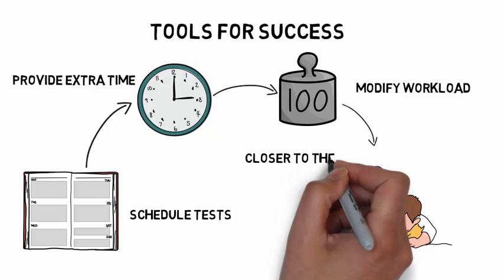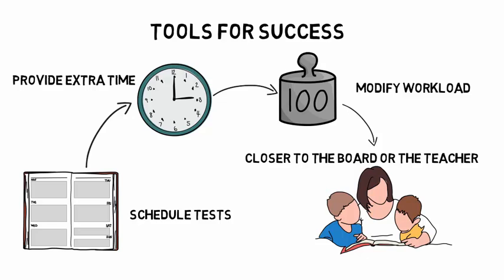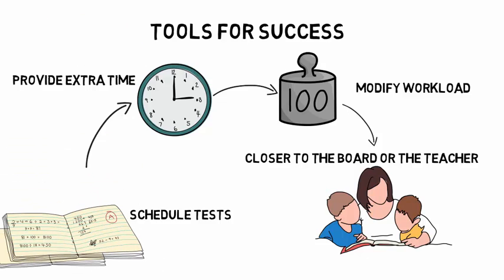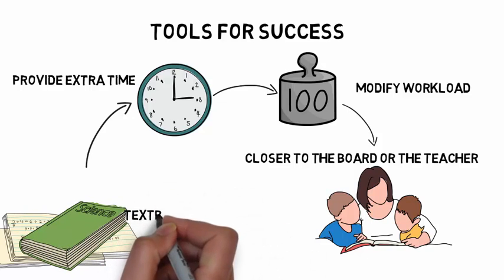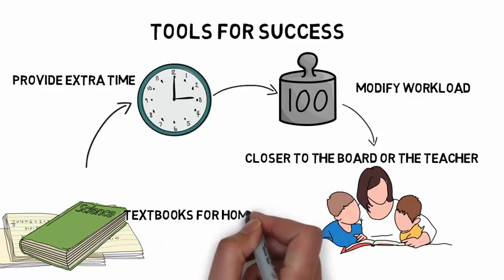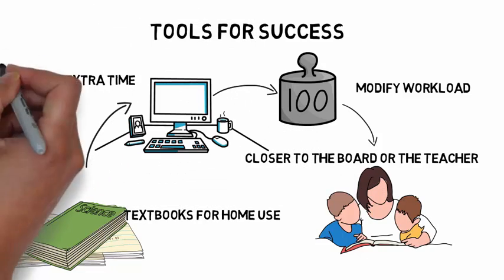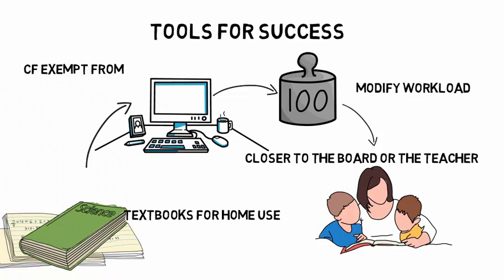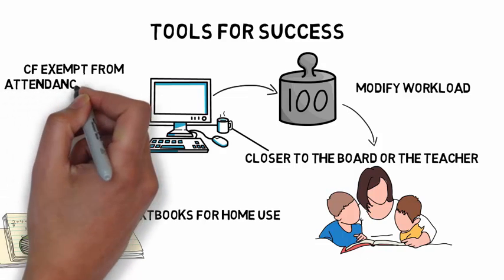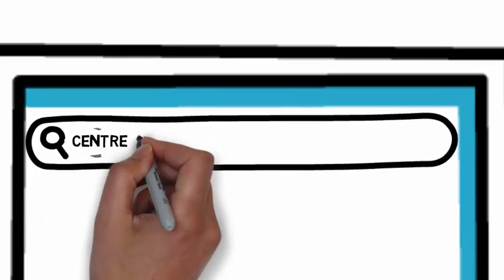Since the student with CF may be of relatively small stature or may be too weak from an infection to carry heavy textbooks, provide an extra set of textbooks for home use. Make students with CF exempt from attendance policies. High school students in Newfoundland and Labrador who have CF may be able to take some or all high school courses online via CDLI, the Center for Distance Learning and Innovation. Students can access the virtual classroom from home. This is especially useful when the student is advised to stay home due to infection.